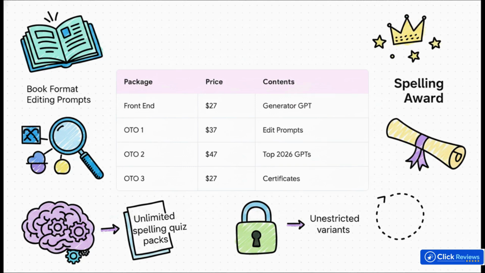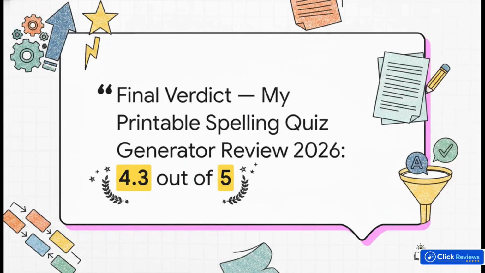upsells. These feature extra book format editing prompts for $37, access to top 2026 GPTs, and a really cool Spelling Award certificates generator. There are also unrestricted variants of these licenses available. But remember, the core engine, that ability to generate unlimited spelling quiz packs, is fully contained in that $27 front-end tier. An independent review by Arsh Kapoor actually gave this software a super solid 4.3 out of 5. The review noted that it successfully eliminates the production bottleneck for a very specific, highly durable educational niche. It delivers exactly what it promises, a consistent, lightning-fast, and structured output that totally prevents those usual AI hit-or-miss frustrations.